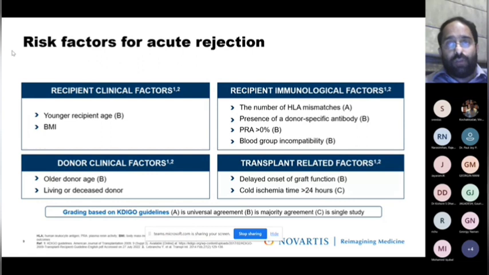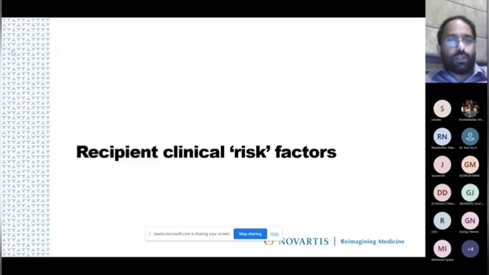The recipient immunological factors include the number of HLA mismatches, presence of donor-specific antibody, panel reactive antibody more than 0%, and blood group incompatibility. The donor risk factors include older donor age, and whether it is a living or deceased donor. Transplant-related risk factors include delayed graft function and cold ischemia time of more than 24 hours. So let us look into each of these risk factors.